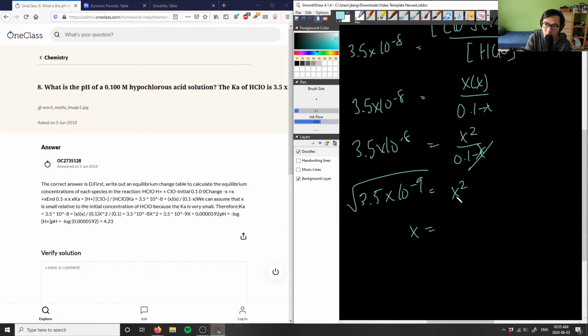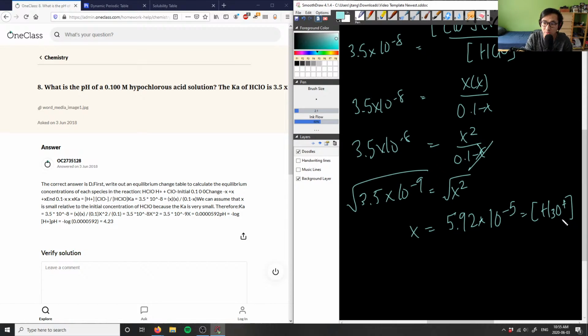I can square root both sides. So x here is going to equal the square root of 3.5 times 10 to the negative 9. It's going to equal 5.92 times 10 to the negative 5. And this here is also equal to the concentration of our hydronium ion.